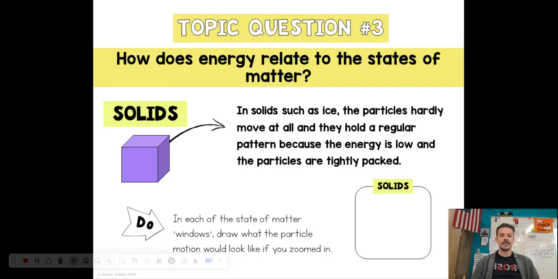Solids, such as ice: the particles hardly move at all, and they hold a regular pattern because energy is low and the particles are tightly packed together. So, in each of the state of matter windows, draw what the particles' motion would look like if you zoomed in. Again, this is a solid, so it should have tightly packed, mostly non-moving particles in a definite shape.